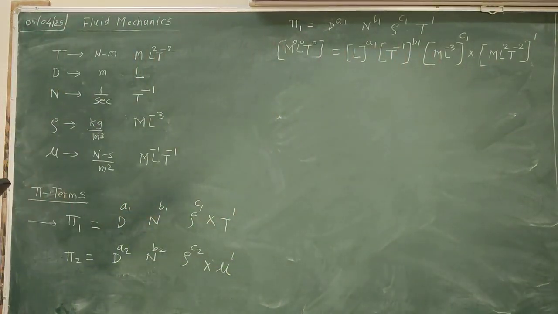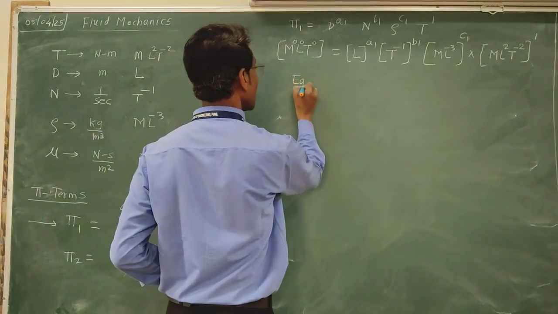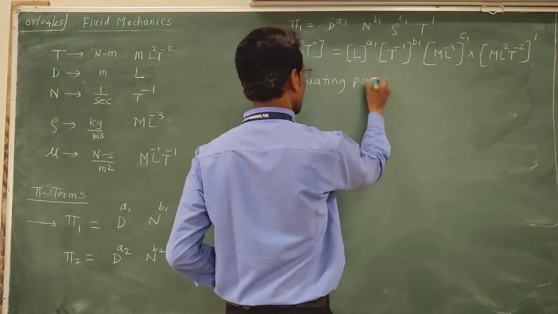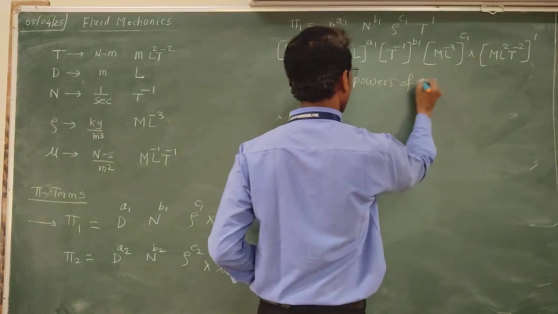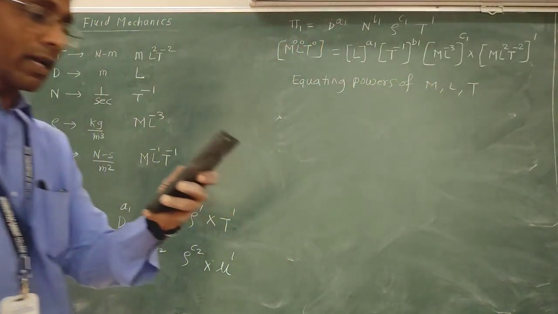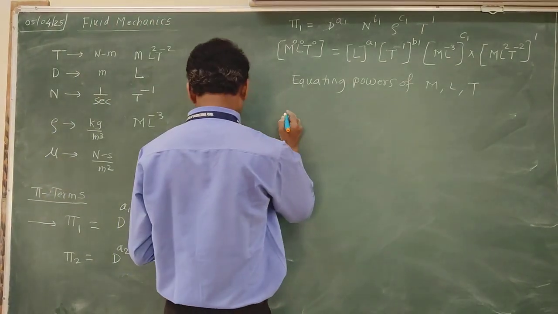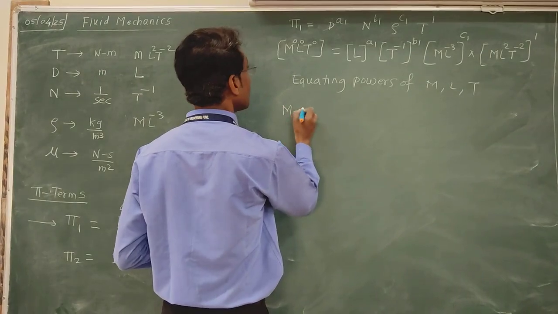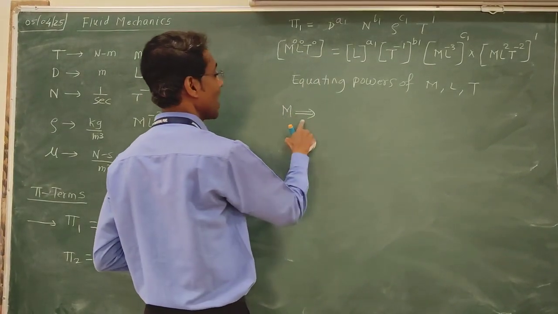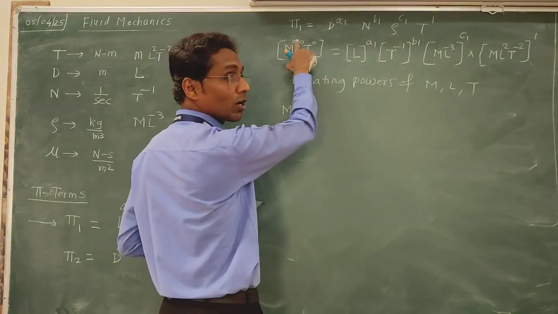Now we have to equate powers. Next is what? Equating powers of m, l, t. We will find equations. How? See, for m, equating all the powers of m, we will write in this way. What is the exponent of m?